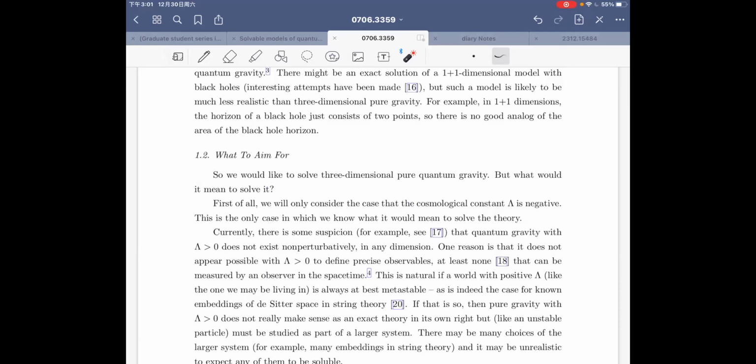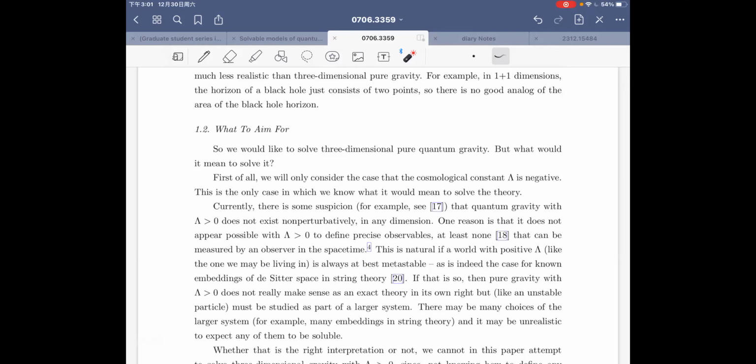When aiming to solve this problem of pure quantum gravity in three dimensions, we may ask the question: what does it mean to solve it? In this paper, we only consider the case where the cosmological constant lambda is negative. This is the only case where we know how to solve the theory. In quantum gravity, in any dimension, when lambda is larger than 0, there are no non-perturbative solutions. One reason for this is that it seems impossible to define exact observables in the case of positive lambda.